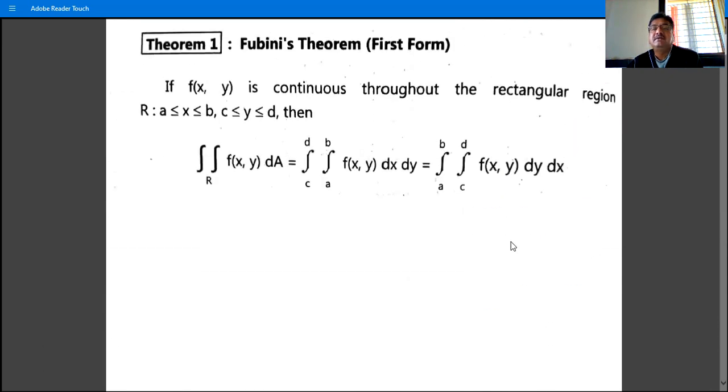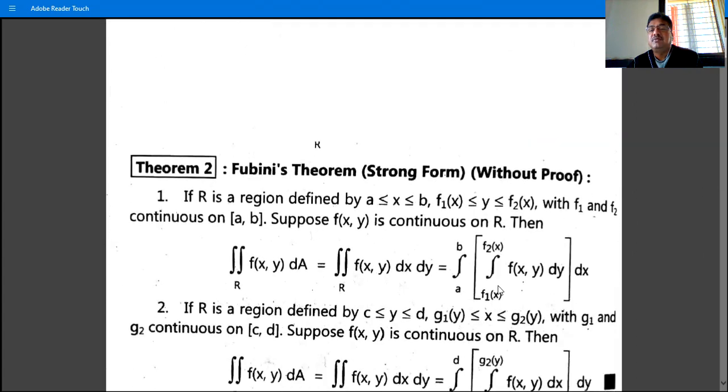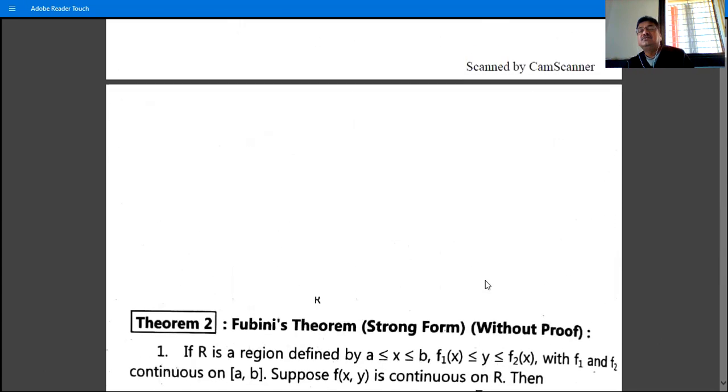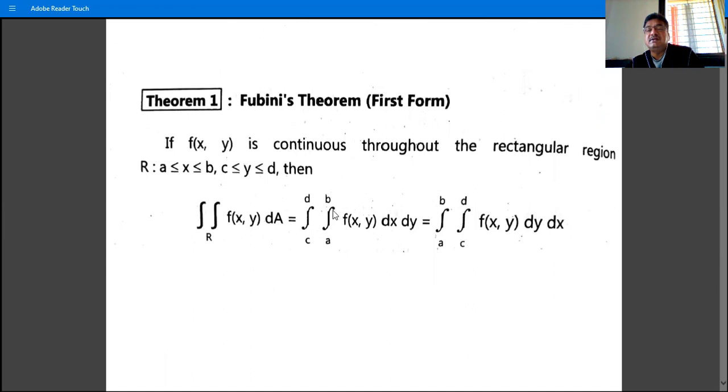We know that the limits of x or the limits of y may be variables. So what is the order of integration? This bracket means integrate with respect to y first, because the limit of y is in terms of a variable, and then integrate with respect to x. Or if the limit of x is in terms of a variable, then integrate with respect to x first. So here, if the limits are constant, then we can integrate with respect to x first, or we can integrate with respect to y first.